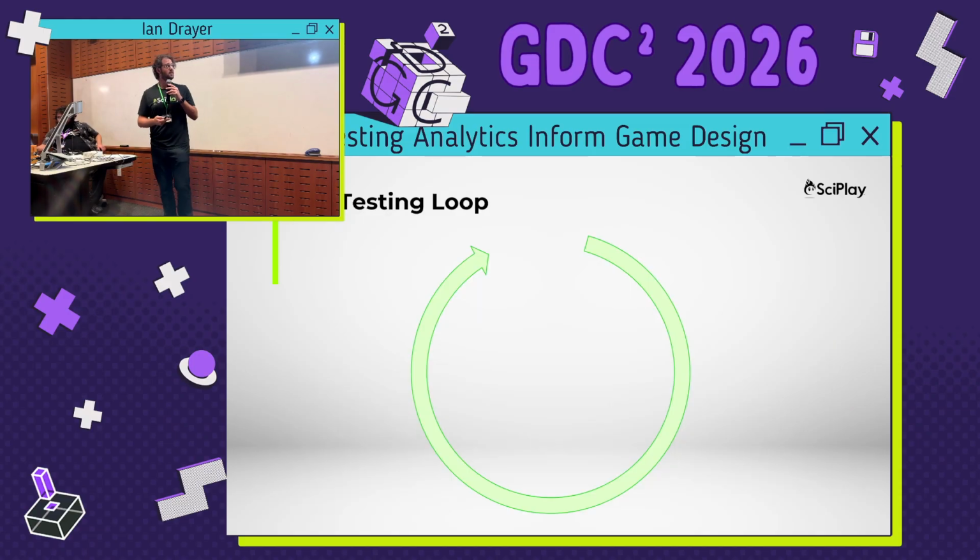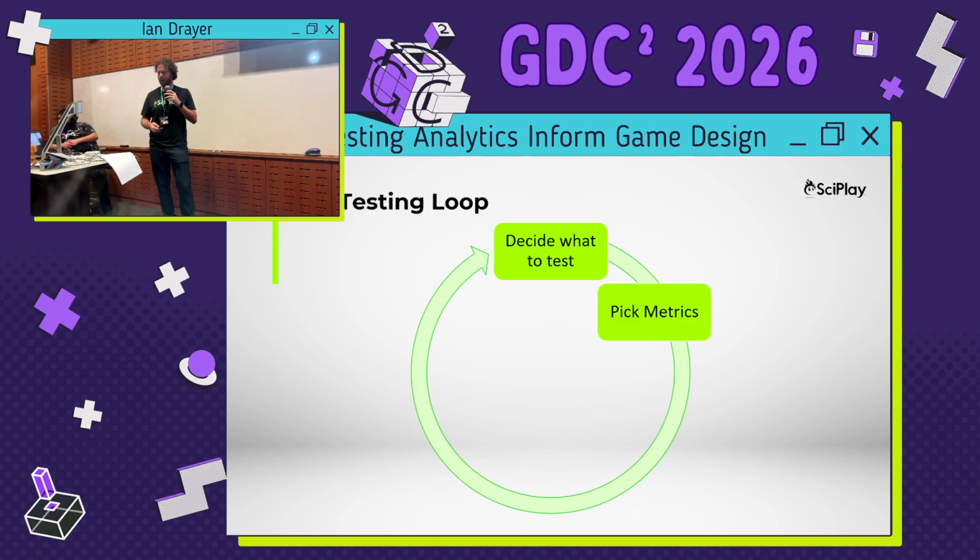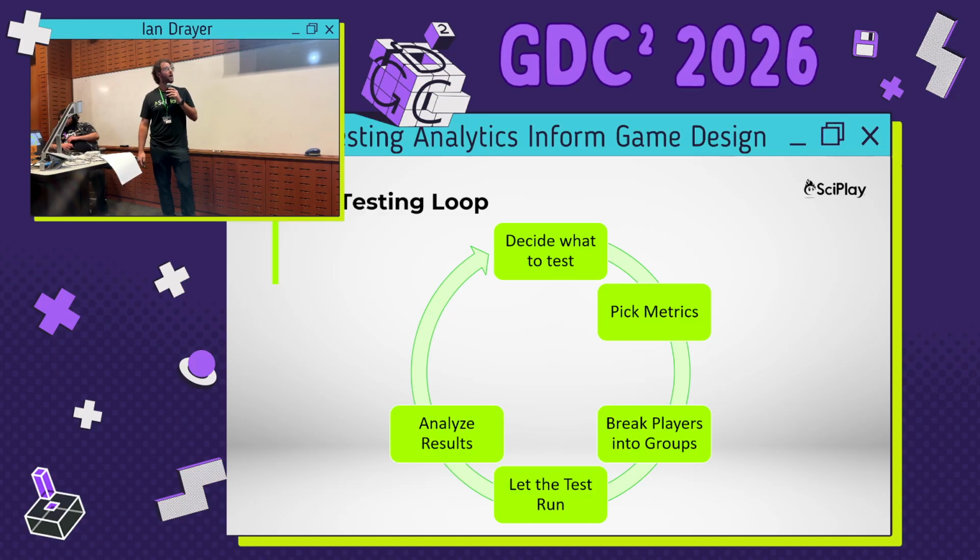So our tests go in a cycle. Going on to the next page here. We begin by deciding what to test. After we decide what to test, we pick some metrics. We break our players into groups. We let the test run, analyze the results, implement what we learned, and then decide what to test next. And so I'm going to go into a little bit of depth on each of these and some of the things I've learned along the way as to how these things can go wrong.